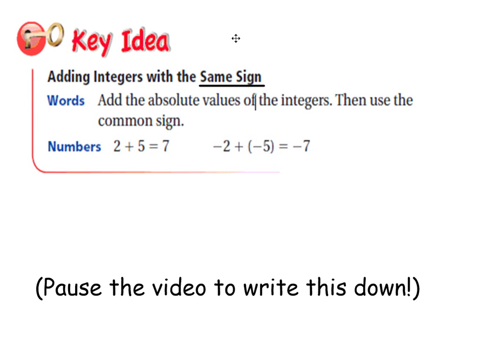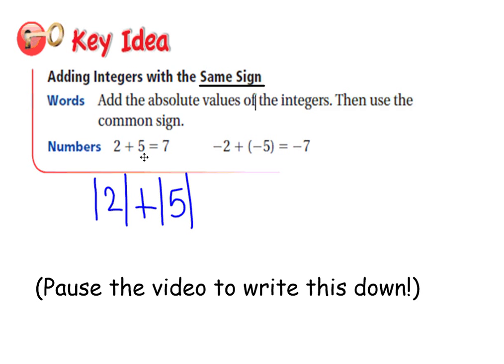Our key idea for today is adding integers with the same sign. Now the two signs are either positive or negative. So in words, we can add the absolute value of the integers, then use the common sign. So we have 2 plus 5. And this might seem really basic, but we have to view 2 plus 5 not just as simple numbers, but now as integers.